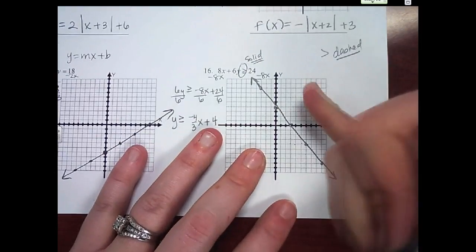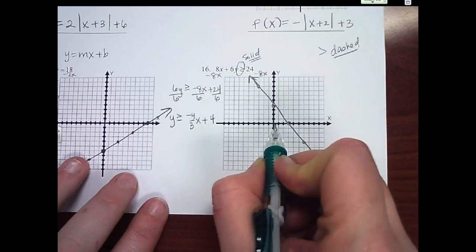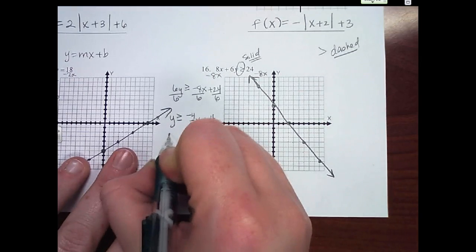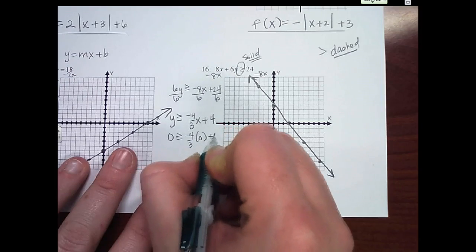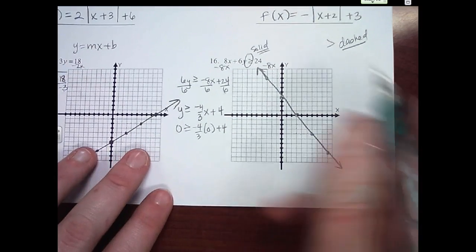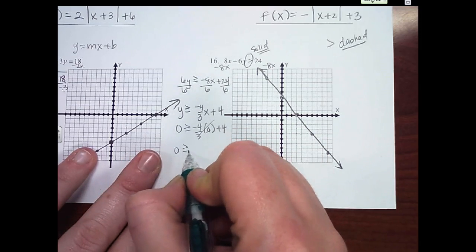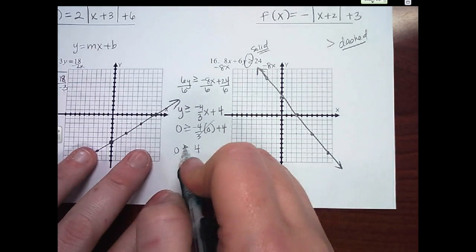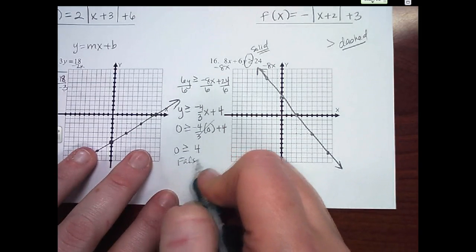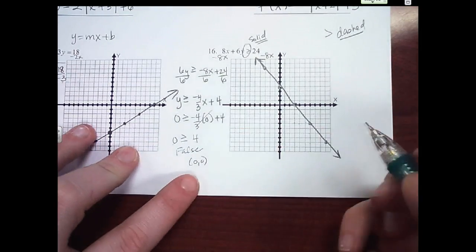Okay, now I have to shade one side or the other. So I'm going to plug in, you can plug in any point you want. I'm going to pick 0, 0. So I put 0 into the y and 0 into the x. 0 times negative 4/3 is 0. So 0 is greater than or equal to 4. Is this true or false? 0 is not greater than 4. So it's false, which means 0, 0 is not a solution.